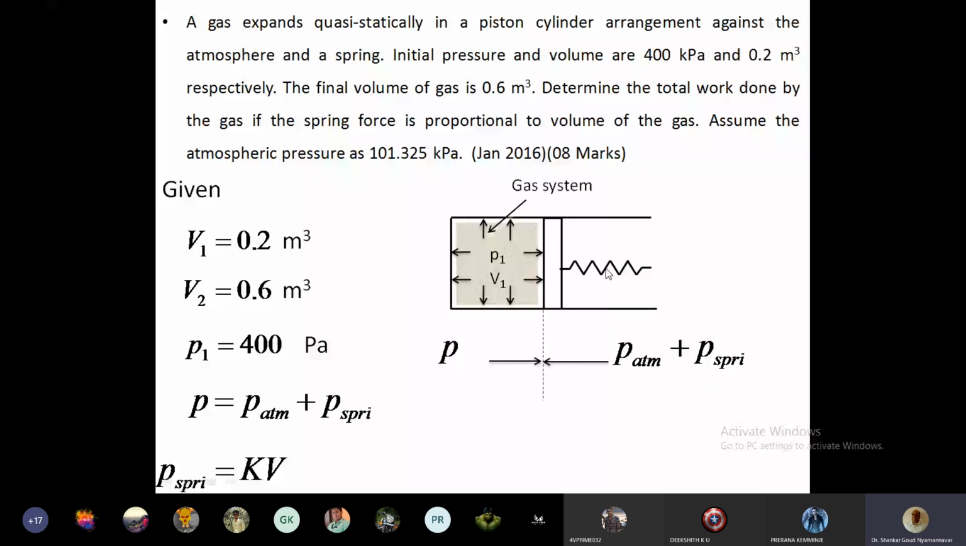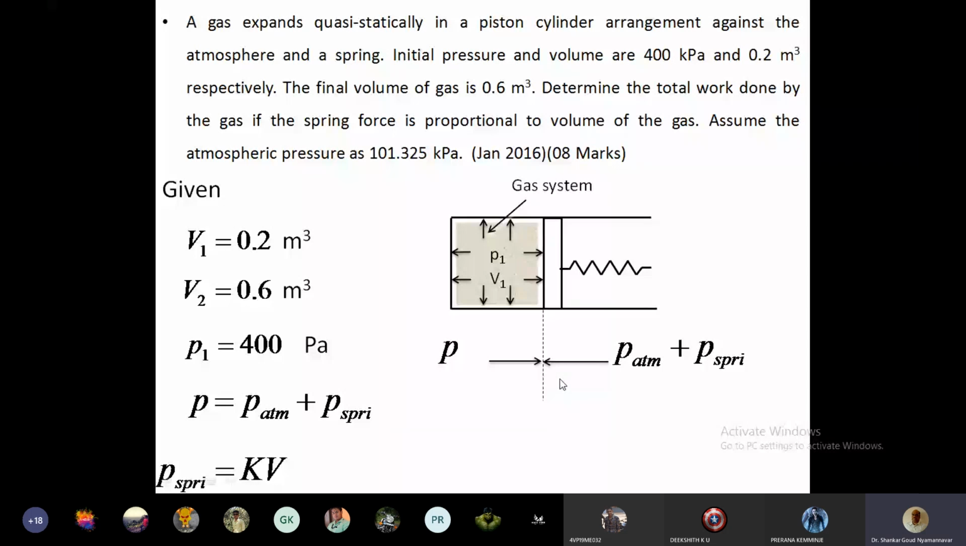The spring, when it gets compressed, exerts a force. That force gets distributed over the piston, right? So this force increases proportionately with the displacement. When the piston is moved out, the spring is compressed, and the compression goes on increasing. Therefore, the pressure exerted by the spring force goes on increasing proportionately. So the spring pressure is proportional to the volume. Therefore, you get this equation: P spring is proportional to V. Then I convert the proportionality into an equality by multiplying by some constant, which I call K. Is that clear to you?